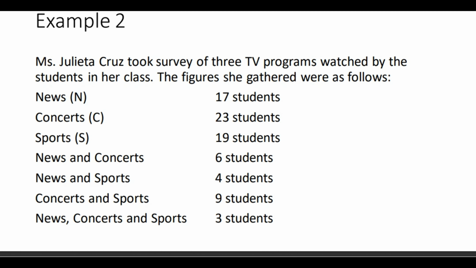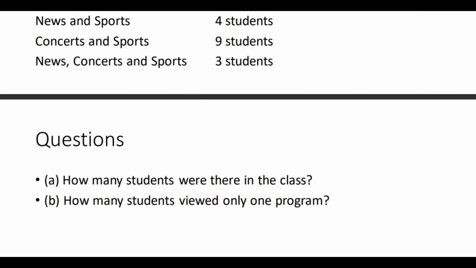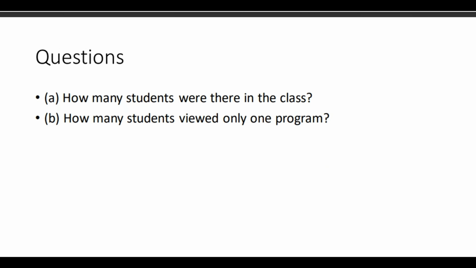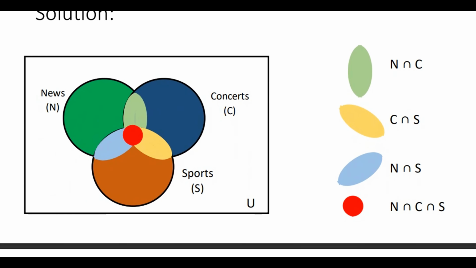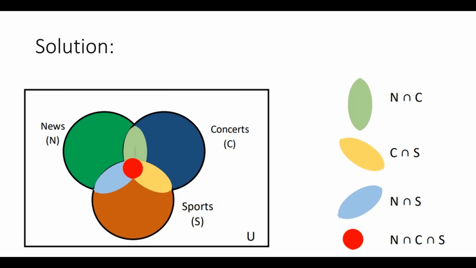For this type of problem, we will use visualization again to analyze the problem easily. And these are the questions. A. How many students were there in the class? And B. How many students viewed only one program? Using a Venn diagram with the 3 elements, which are news, concerts, and sports.